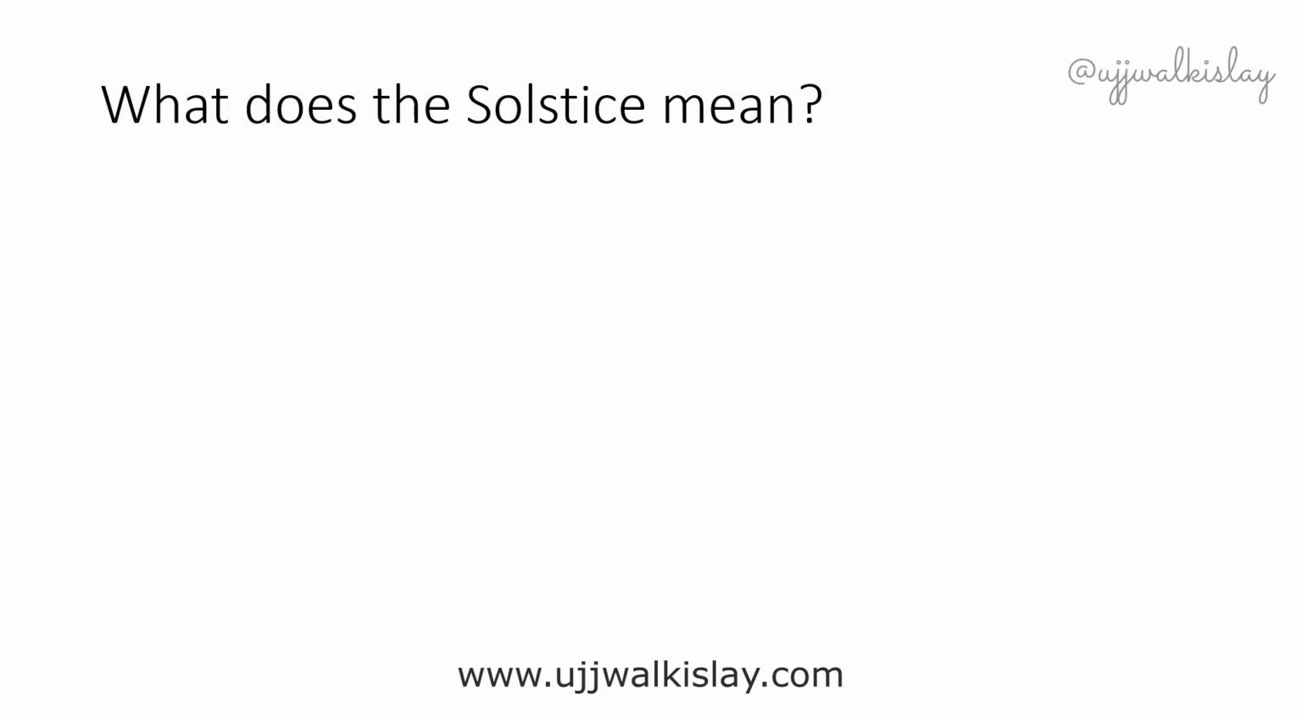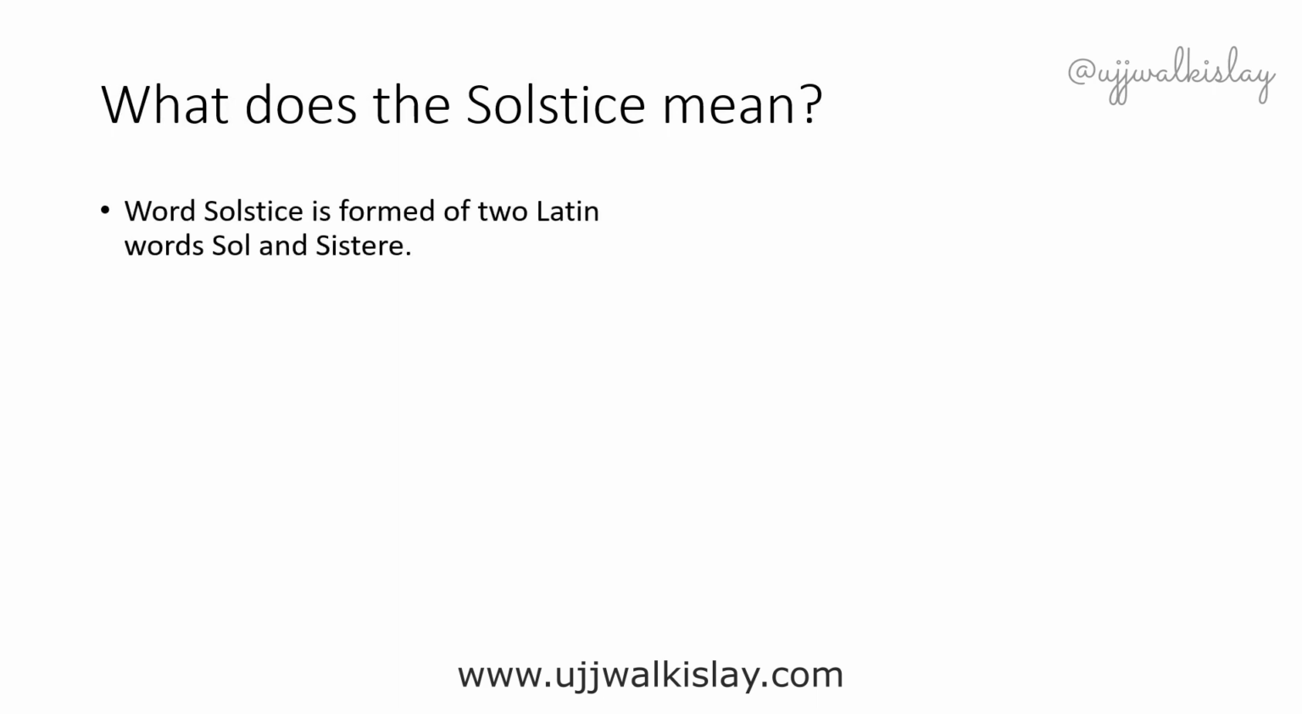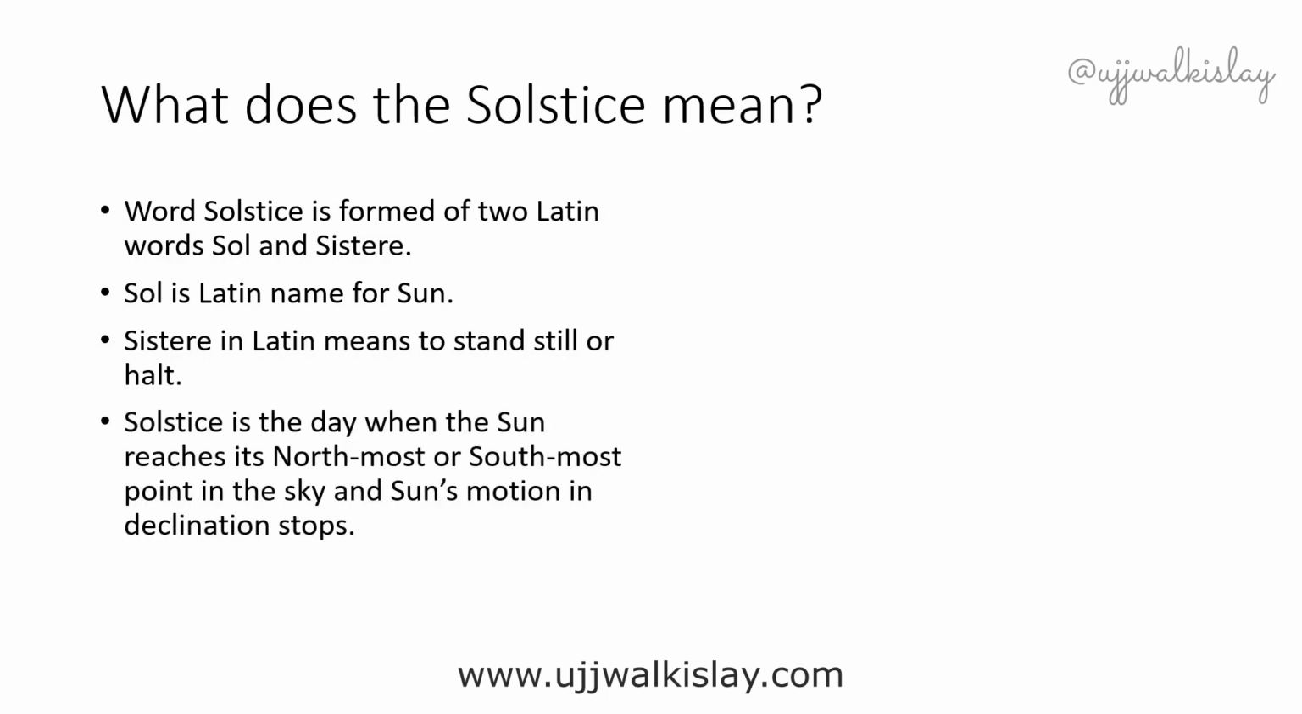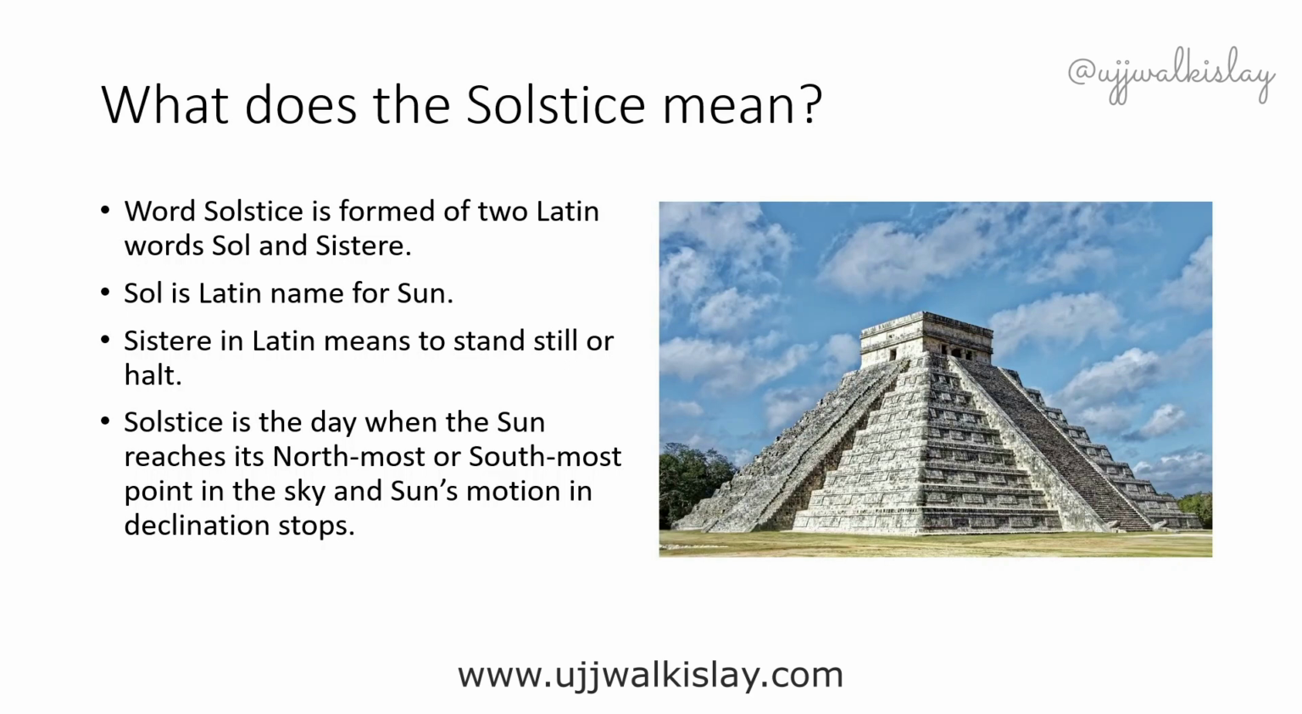Now what does the word solstice mean? The word solstice is formed of two Latin words, sol and sistere. Sol is Latin name for sun. Sistere in Latin means to stand still or halt. Hence, solstice is the day when the sun reaches its northmost or southmost point in the sky and sun's motion in declination stops.